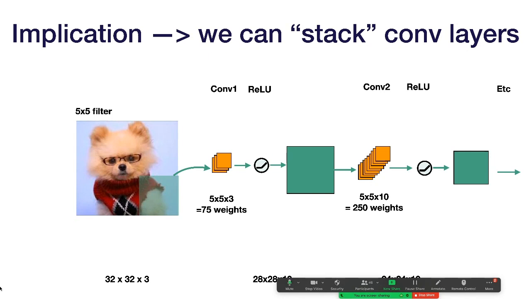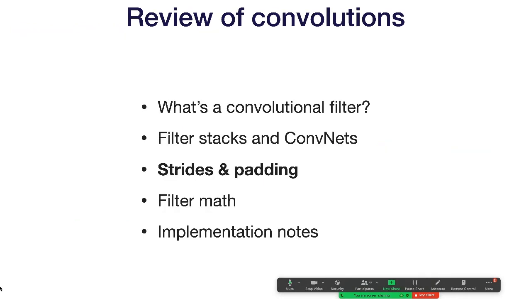And so in practice, usually you won't just apply these layers one after another, because each of the layers that we described so far is just a linear operation. What you'll do instead is you'll apply a nonlinearity after each of the layers, just like you would after each of the layers in a fully connected network. So next, we're going to talk about strides and padding.